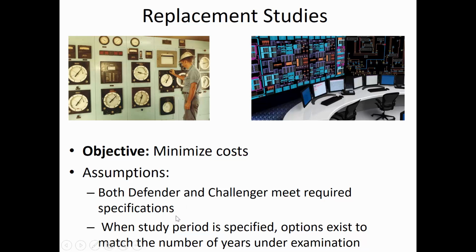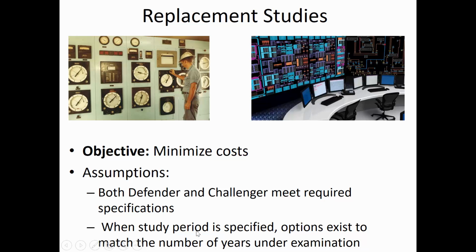There are two situations. Sometimes the problem scenario will already describe how long the equipment needs to last. That's the study period is specified. There will be other situations where no study period is specified, and you just have to look at the lifespan of the equipment and its costs to identify not only which one's better, but then also how long it should be owned.